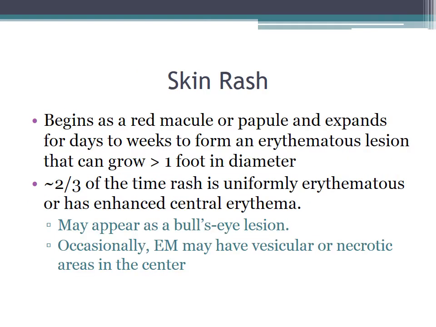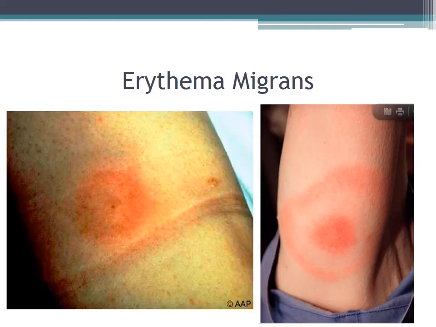The skin rash itself begins as a red macule or papule and expands for days to weeks to form an erythematous lesion that can grow greater than a foot in diameter. In about 2/3 of cases, the rash is uniformly erythematous or has enhanced central erythema. The rash can appear as a bullseye lesion, and occasionally it can have a vesicular or necrotic area in the center. Here we see 2 images of erythema migrans.